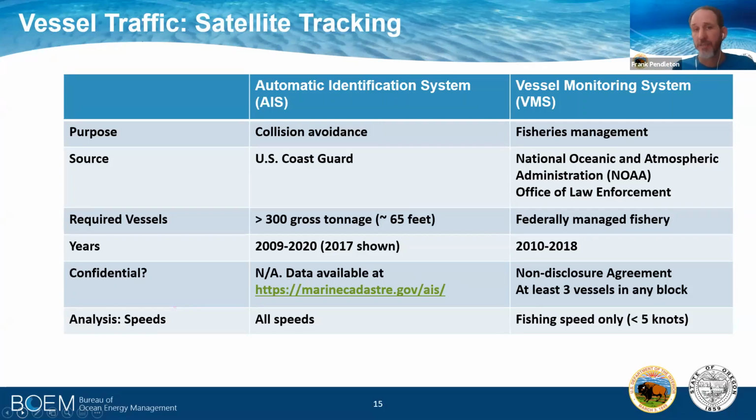Another way is this whole different system called the Vessel Monitoring System, or VMS. And this system is created for fisheries management. And thus NOAA is managing it, particularly their Office of Law Enforcement, because it's to make sure where boats are going. Now the folks who are required to have it are certain federally managed fisheries. And the data set we have is from 2010 to 2018. And this is confidential data, so we have to analyze it to such and such a level before we can share it. And in this case, we're looking at just fishing speeds. So boats that are going slower, so they might be fishing. All right, next slide.